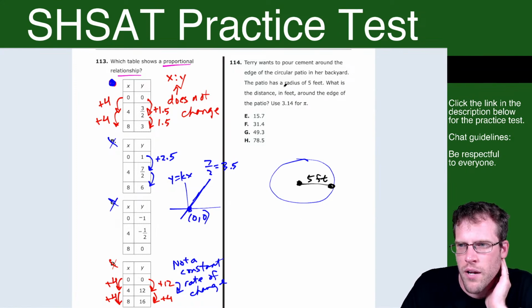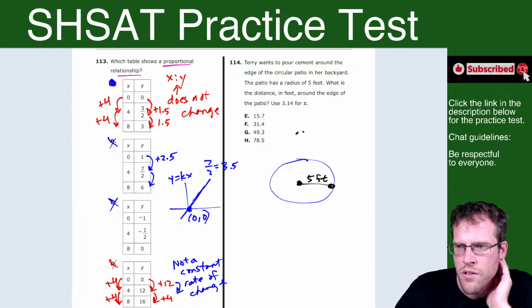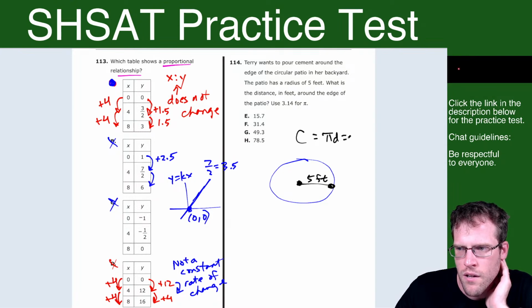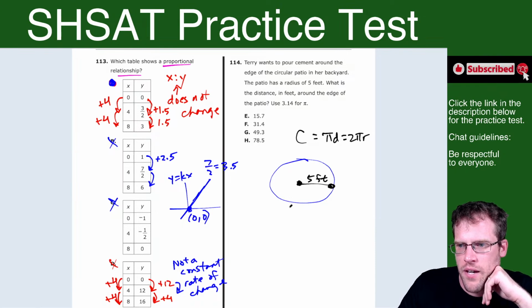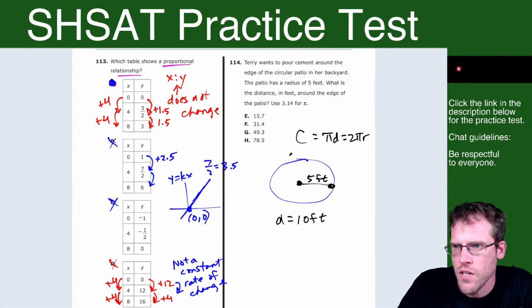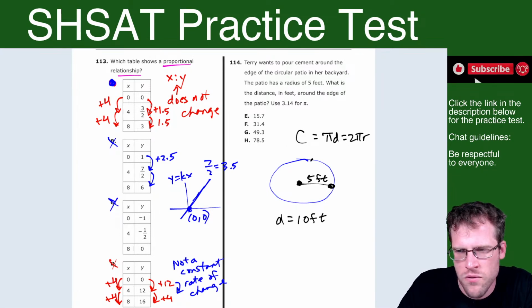The patio has a radius of 5 feet. What is the distance in feet around the edge of the patio? Well, circumference is pi times diameter, or you could say 2 pi r. Okay, so if the radius is 5 feet, the diameter is 10 feet. So the pouring cement around the edge, no sneak attacks here.